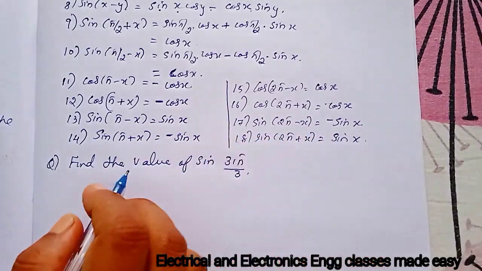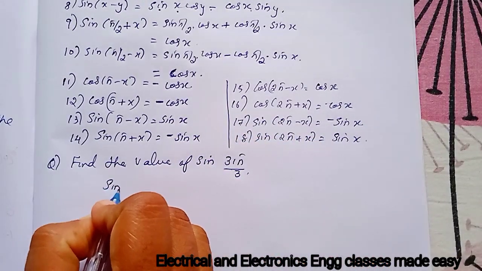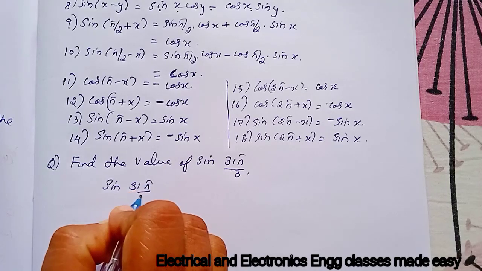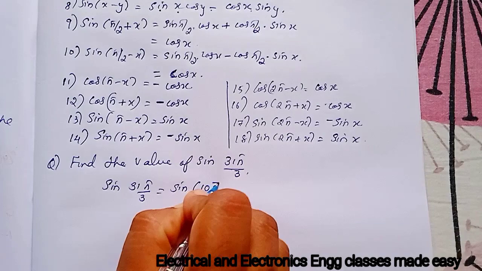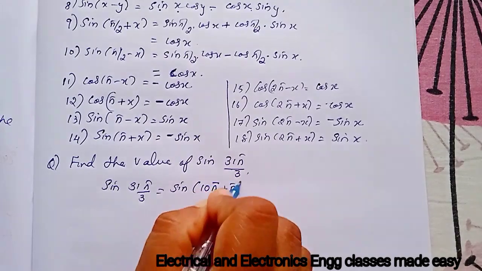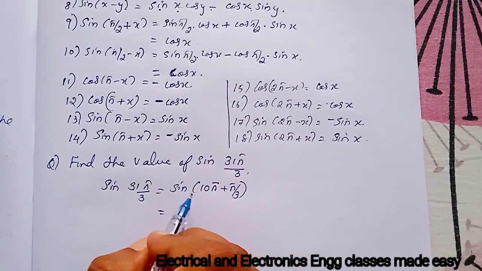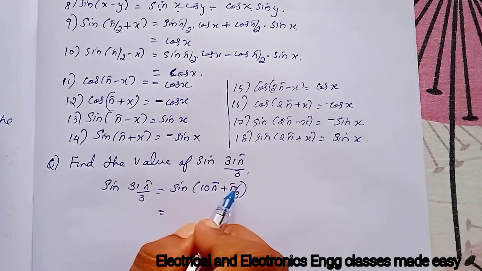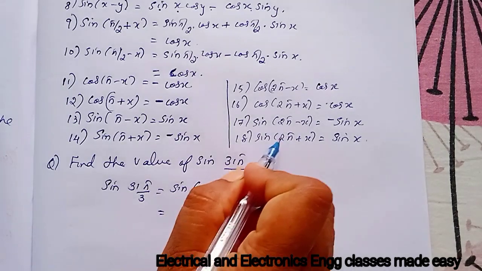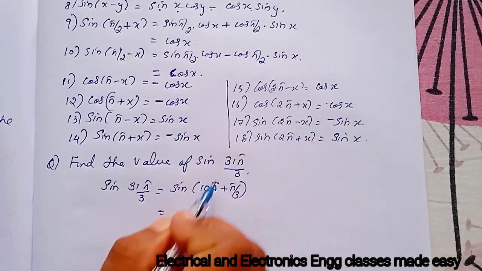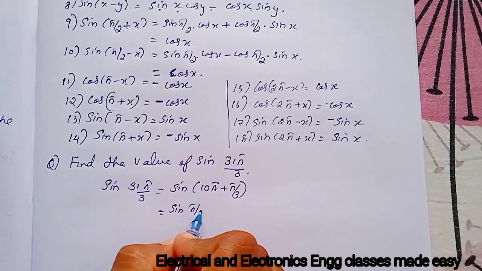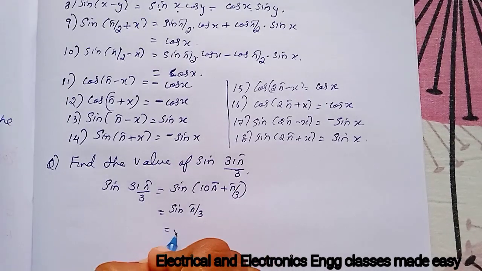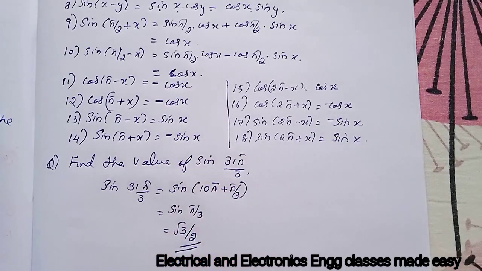So we can write sin 31π/3 is equal to sin(10π + π/3). That is like sin(2π + x). So we can write sin of π/3, and that is equal to √3/2. Sin π/3 is √3/2.